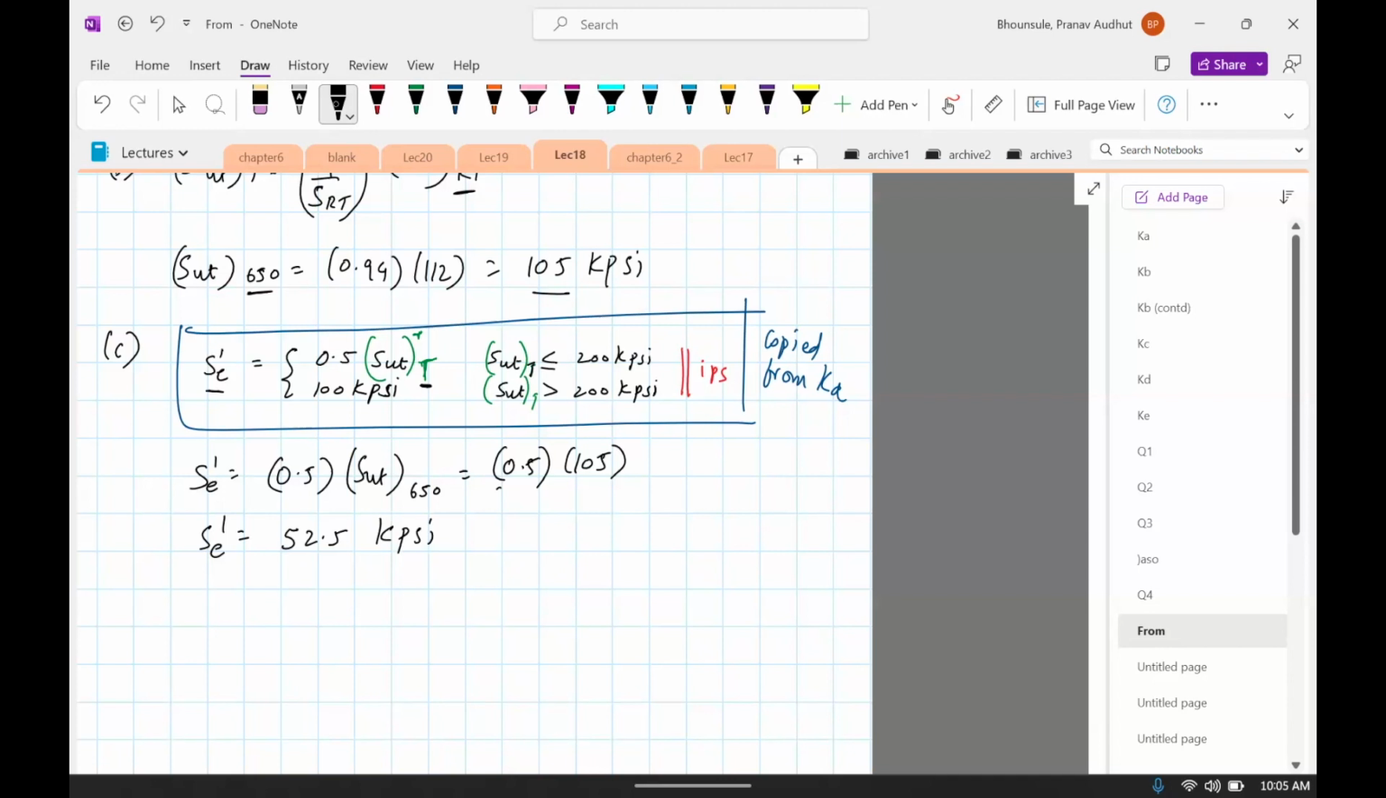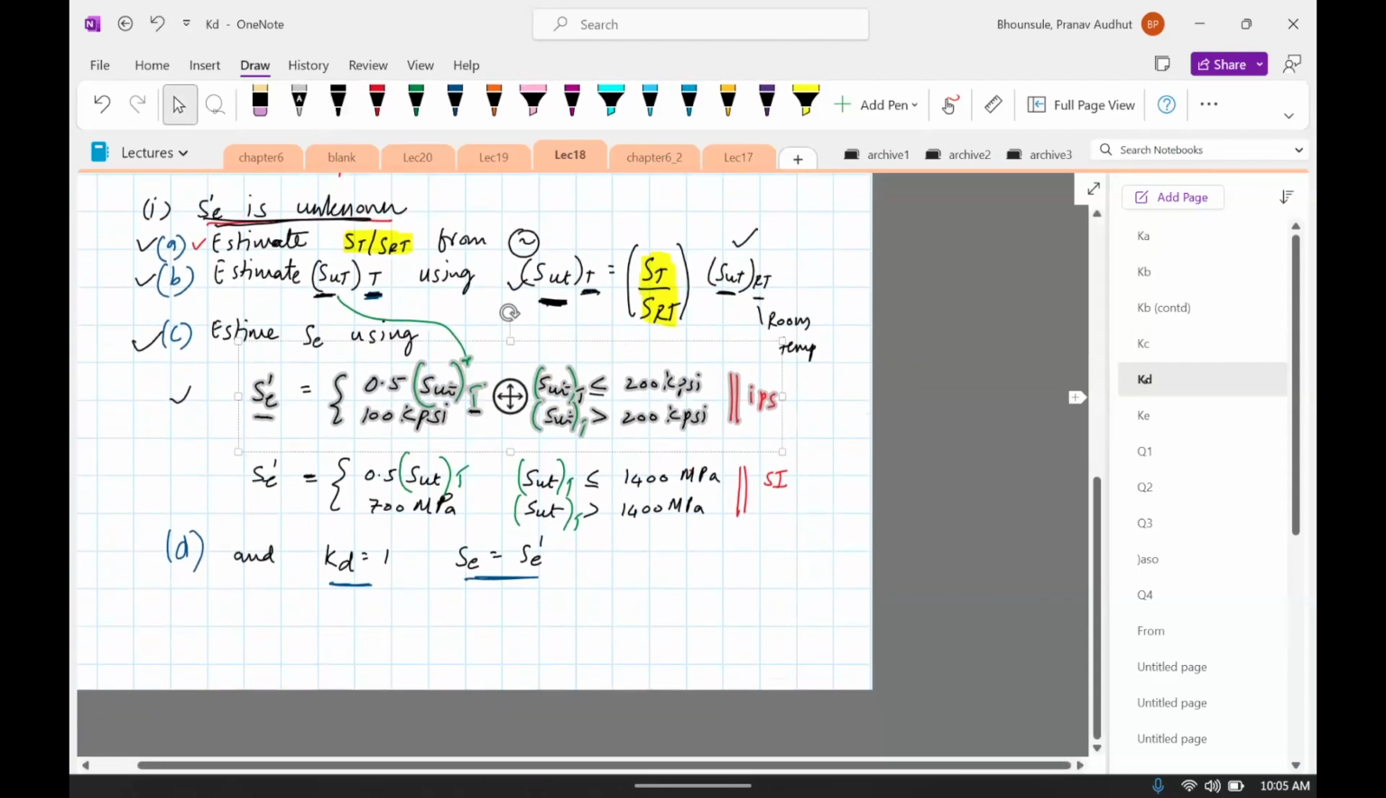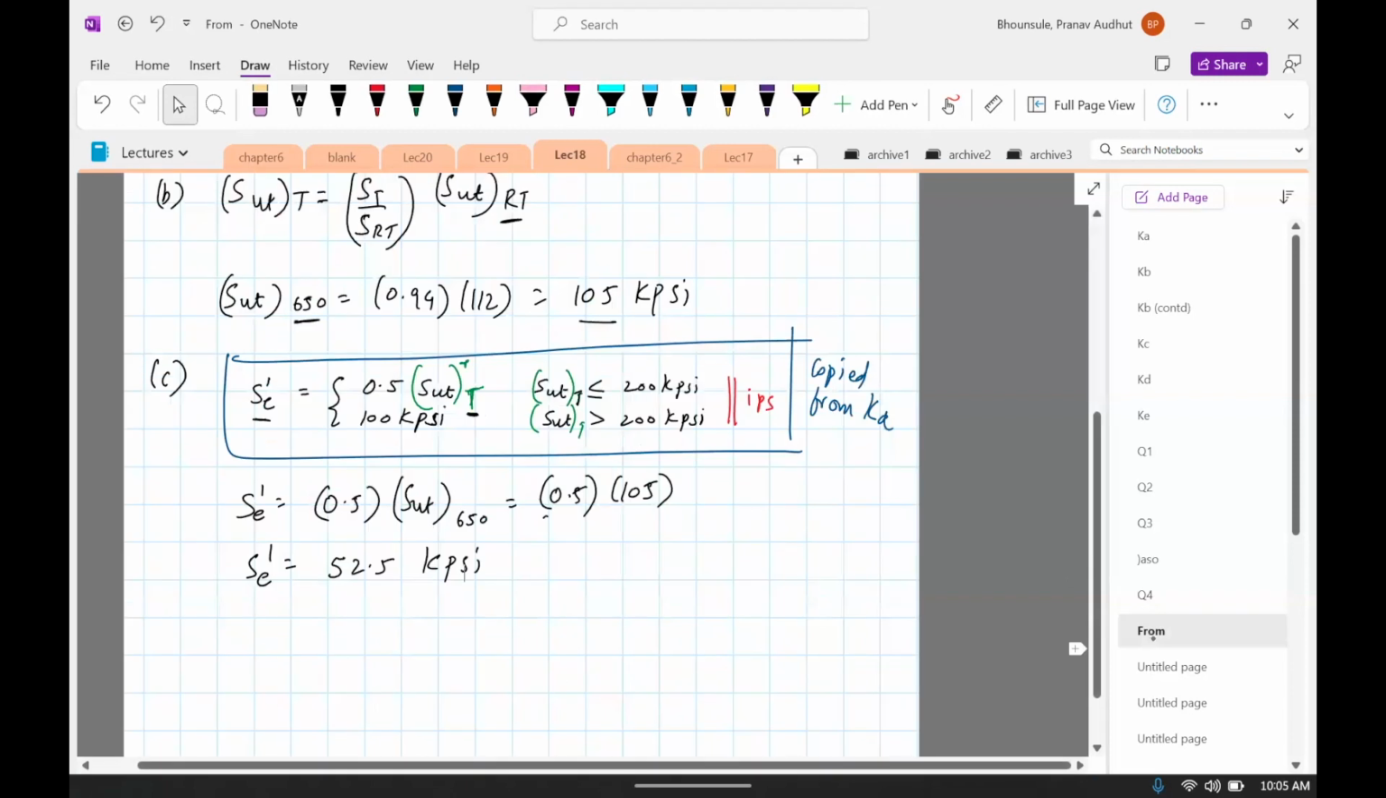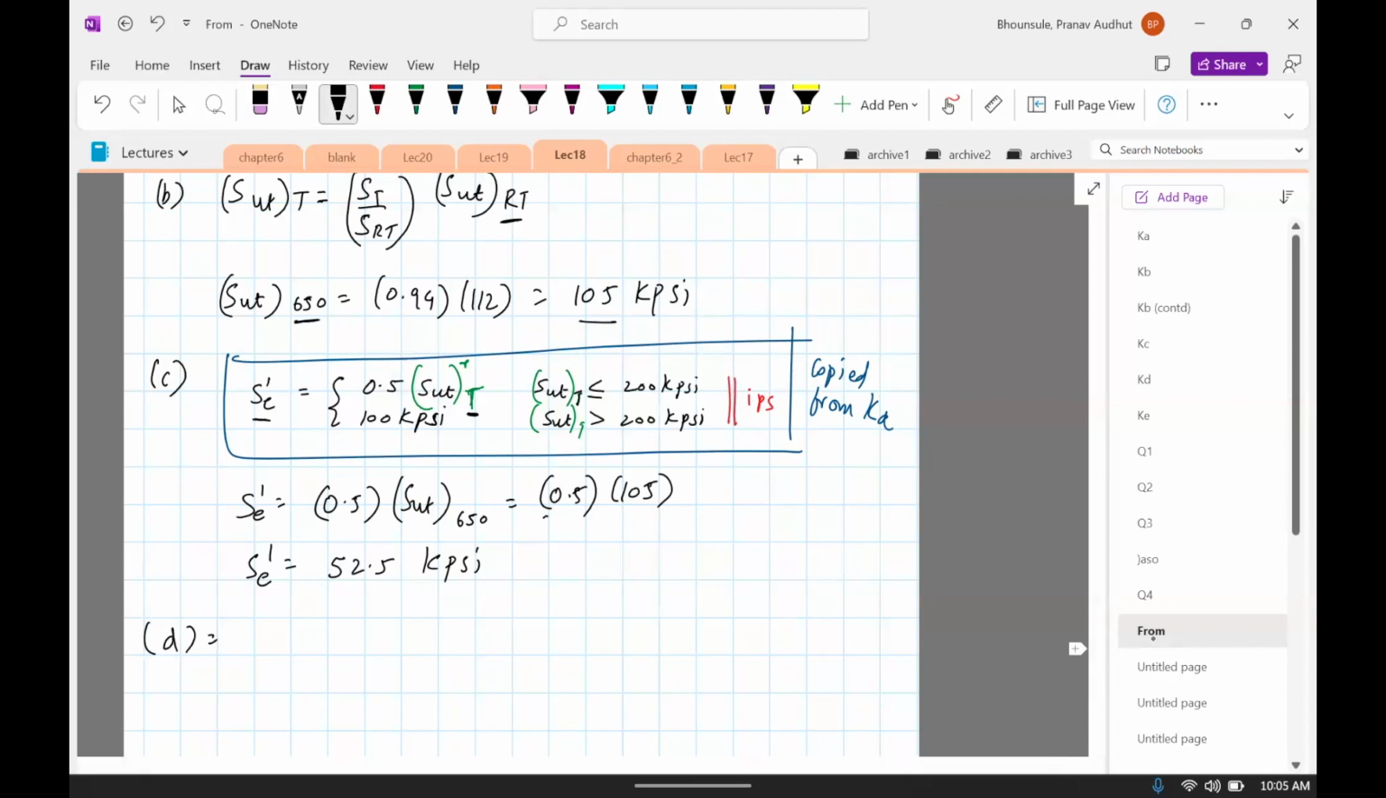kpsi. And then one benefit of doing all this is that we already have now computed KD and SE. So the step D is KD is 1. I wouldn't put SE equals SE prime because SE will depend on other factors. Maybe we can put it there if you want. KD is 1, and this is the one which we'll use, 52.5.